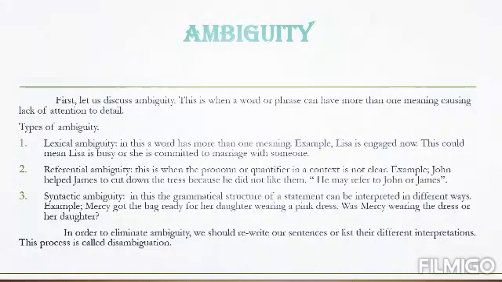For the referential ambiguity, this is when the pronoun or quantifier in the context is not clear. Example, John helped James cut down the trees because he did not like them. The he here may refer to John or James.